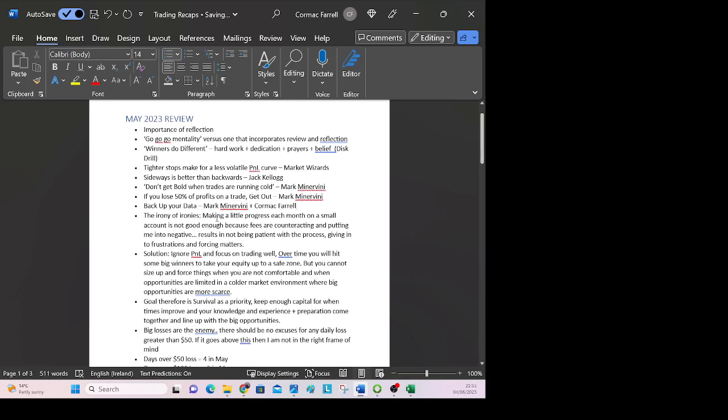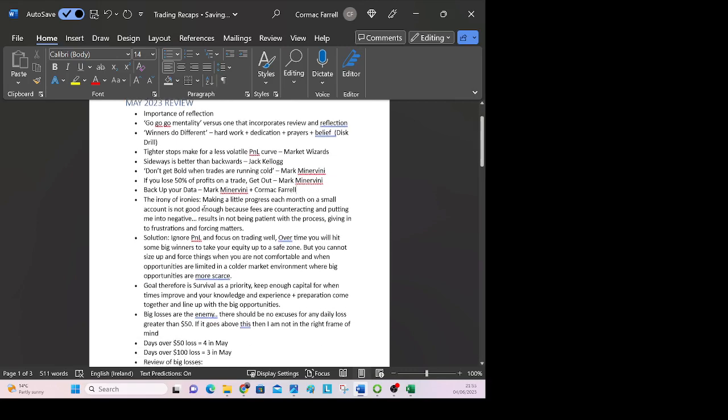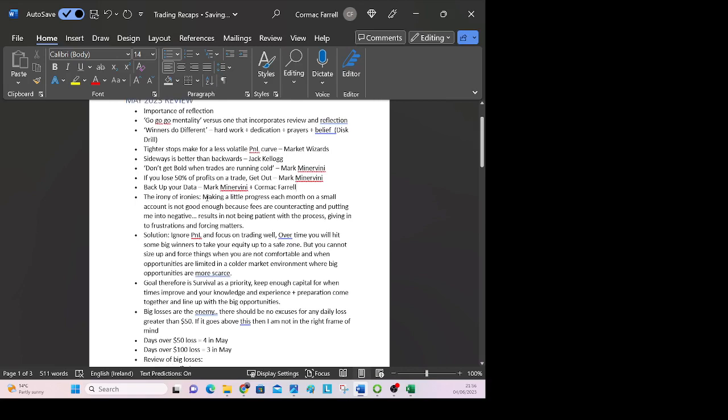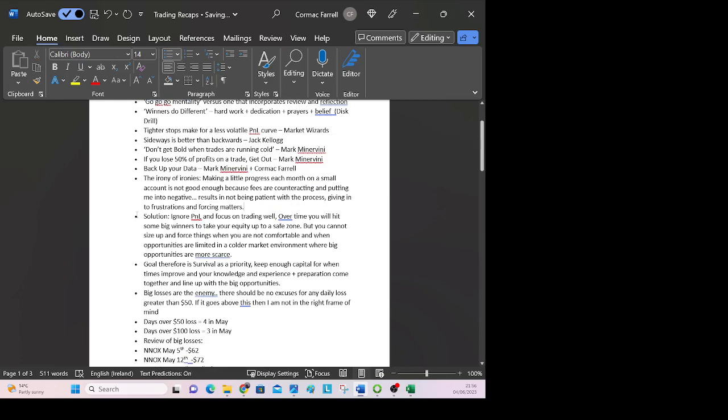The irony of ironies. Let me see what I typed in earlier. The irony of ironies: making a little progress each month on a small account is not good enough because fees are counteracting and putting me into a negative. That actually results in me not being patient with the process, so I end up giving in to frustrations and forcing matters. I spoke about that, I think, in one of my previous videos. Solution: ignore the P&L, focus on trading well.